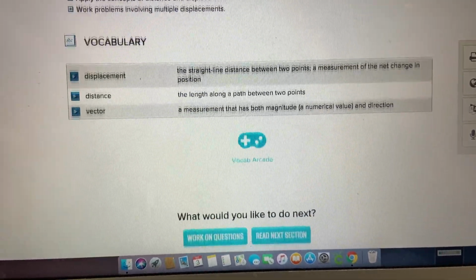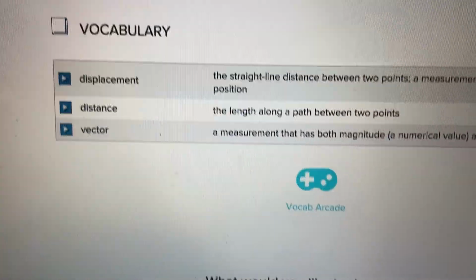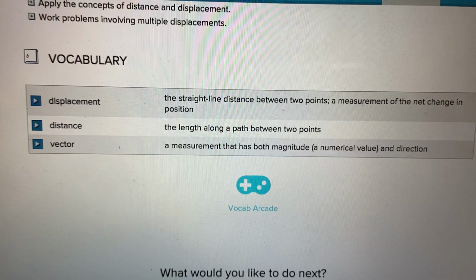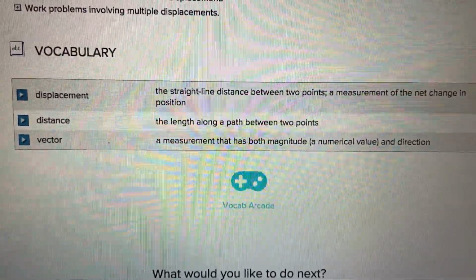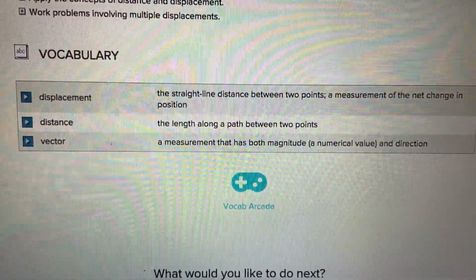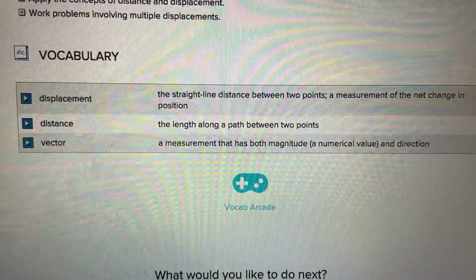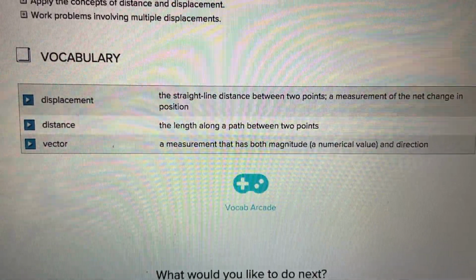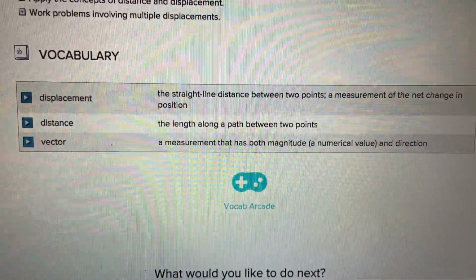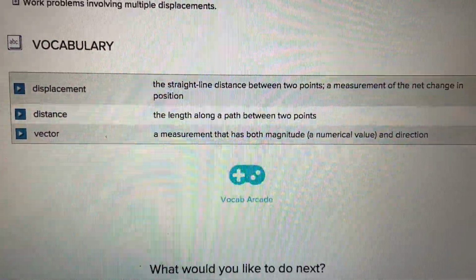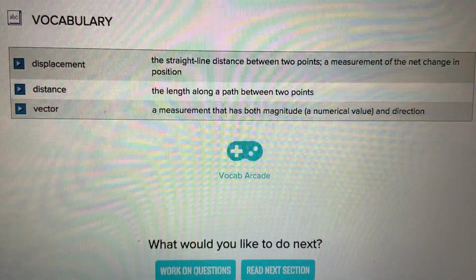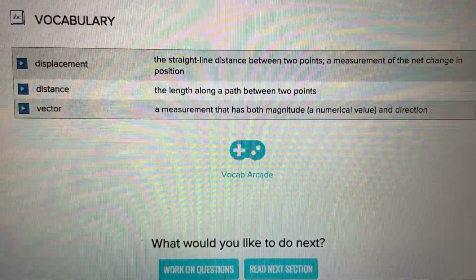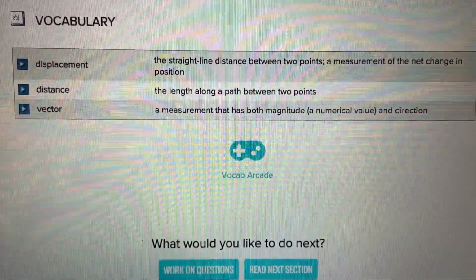Some vocabulary that is important to know. Displacement. Displacement is the straight line distance between 2 points, a measurement of the net change in position. Distance is the length along a path between 2 points. And a vector, a measurement that has both magnitude, which is a numerical value, and direction.